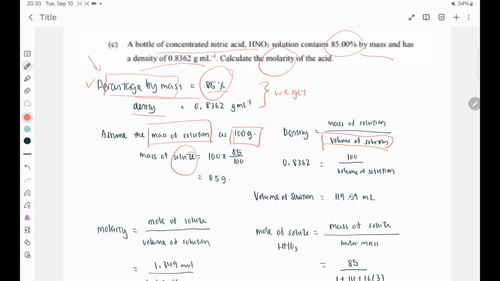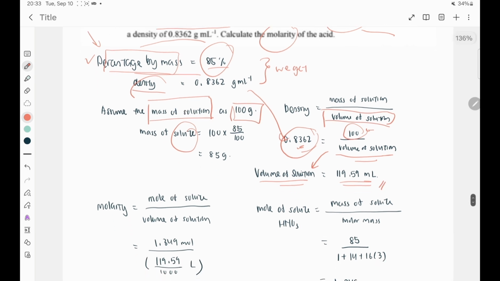Afterwards we will need to use the density. The density here is 0.8362. So what is our mass of solution? Our mass of solution is 100 gram, and we divide by the volume of solution to get our density. In this case, we can find the volume of solution because we already have these two values. So you'll get a volume of solution of 119.59 ml.